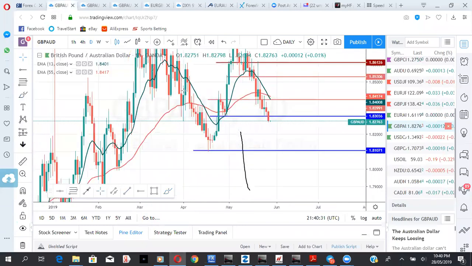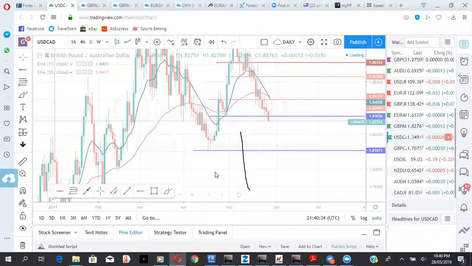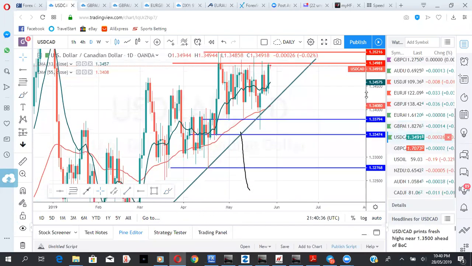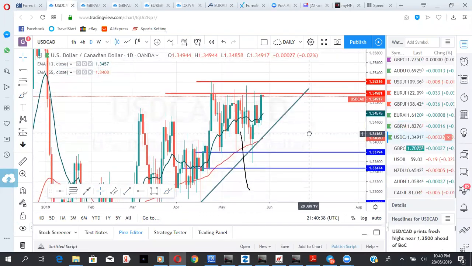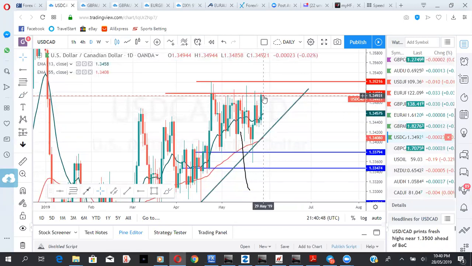So the next pair I'll be looking at is USDCAD on the daily. The USDCAD now is at the lower end of its upper resistance area, and it closed very, very bullish into this area.